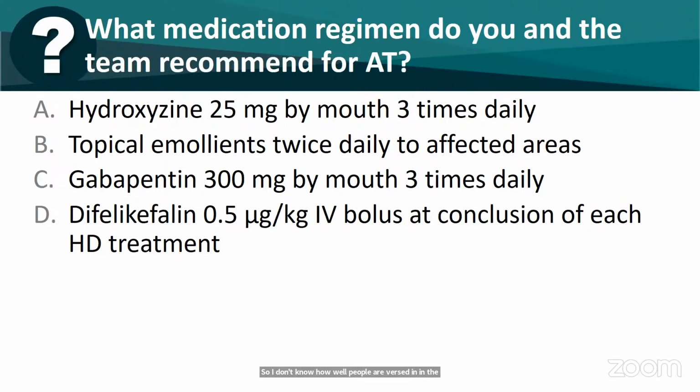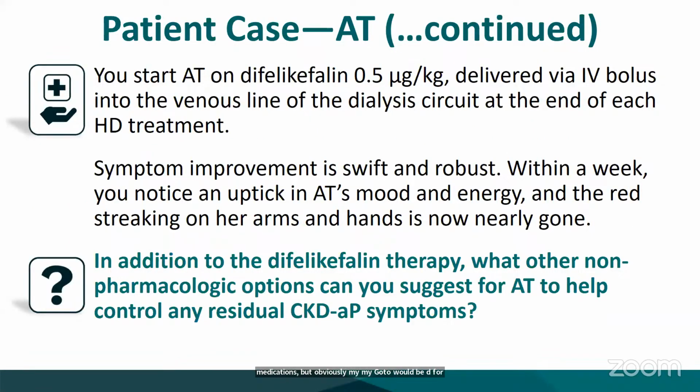for this patient. So if we start them on it, how do you give this? How do you give it? It needs to be delivered via IV bolus into the venous line of the dialysis circuit at the end of the hemodialysis treatment. So again, you don't want to give it the last 5 minutes of dialysis. You want to make sure that the patient is rinsed back and you give it in the venous line of the dialysis circuit at the end of each treatment. So again, understanding the timing. If you have new nurses or float nurses who are not familiar with how to give this medication, making sure they're well versed on how to give the medication.